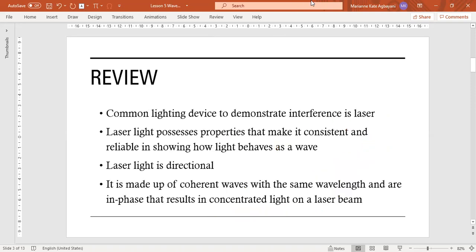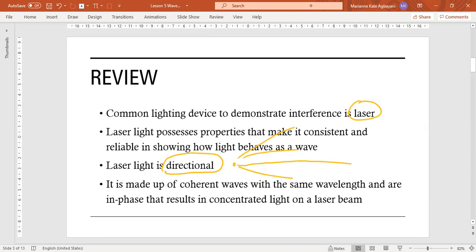Then we have our common lighting device to demonstrate interference, which is the laser. I mentioned last time that a best example to describe interference is the application of the laser. A laser possesses properties that make it consistent and reliable in showing how light behaves as a wave. So laser light is directional. Take note, it is directional. If we have a laser, its light is straight, wherever you point it.